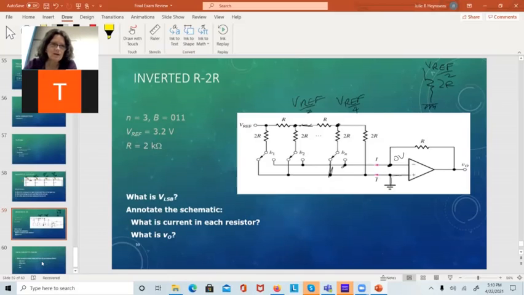Can you calculate the current through that resistor? Oh, I said 2, I meant N. The current through that resistor is Vref over N. V equals IR, it's Vref over 2R. That's the current.